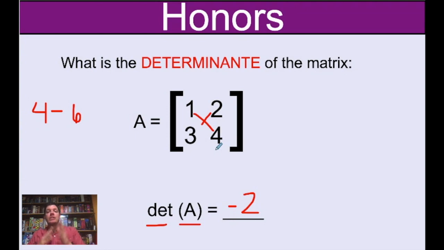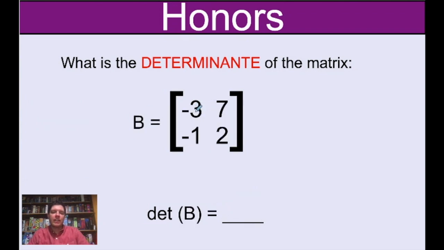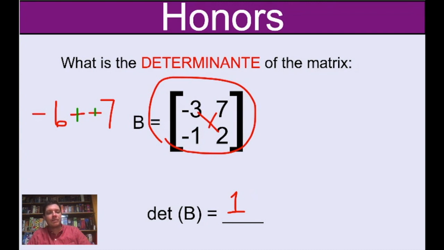Now, let's practice a couple more determinants, and then I'm going to tell you how I can use that number to determine if an inverse even exists. So let's try another one. Negative 3 times 2 is negative 6, minus 7 times negative 1. Be very careful here, because it's minus negative 7. So negative 6 minus negative 7, remember that's the same as negative 6 plus a positive 7, is the number 1. So the determinant of this matrix is the number 1.